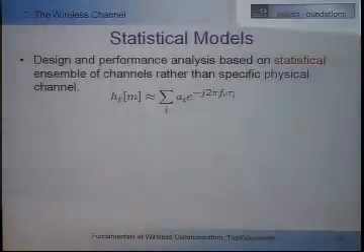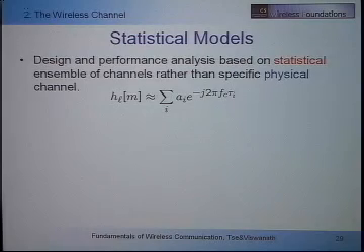Now, if you look at this channel and ask yourself, let's say I put a distribution first on the number of paths I have. Say I may likely get 15 paths, 10 paths, 20 paths. And now you start thinking about, how do I put a distribution on a_i? How do I put a distribution on tau_i? It's a bit hard. But fortunately, in many cases, we don't need to do that.